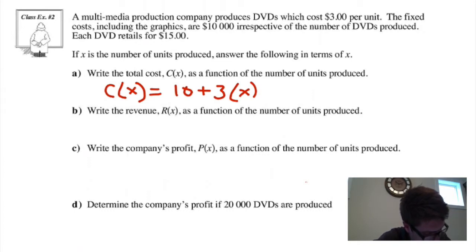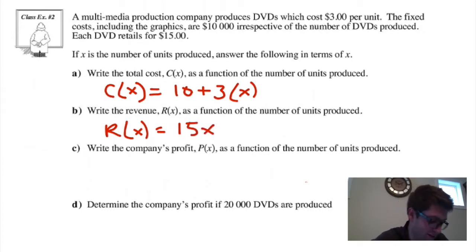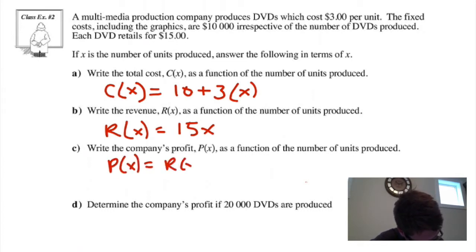We know that we have some value of revenue, R of X, and if we're selling them for $15, I'm going to get $15 for every value X that I sell. A profit for a company, it makes a lot of sense that P of X, my profit, is going to equal my revenue minus my costs.